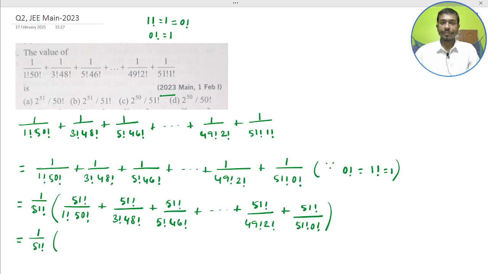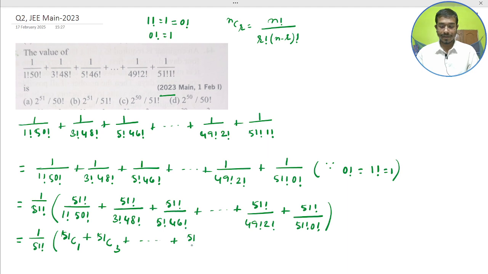Okay, nCr means n factorial divided by r factorial into n minus r factorial. So that would be 51C1, next 51C3, plus the last term, which should be 51C51. Just put the relation that nCr equals n factorial divided by r factorial into n minus r factorial.